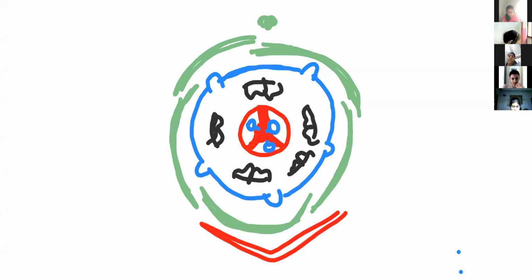Done. From my side, the floral diagram is done. Now, one by one, okay? When I call you, you will have to unmute and tell me what I should write first in this floral formula, right? So first, let's go, Galav. Galav, tell me first what should I write?